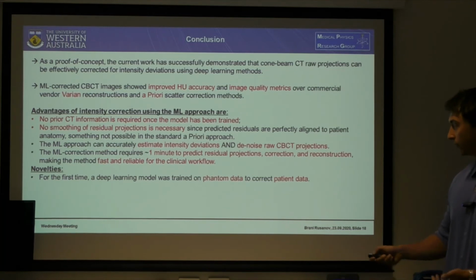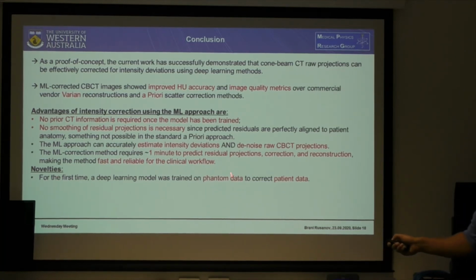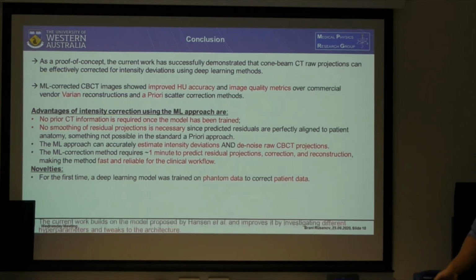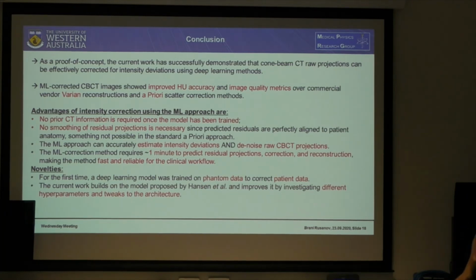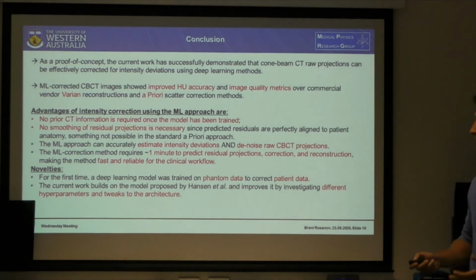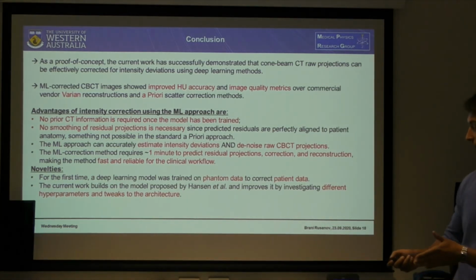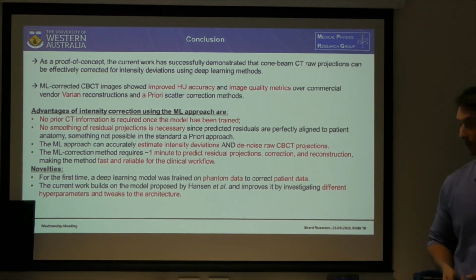And what are the novelties? Well, for the first time, a deep learning model was trained on phantom data to predict patient data and accurately estimate the intensity deviations. And as well, this work builds on the model proposed by Hansen and colleagues and improves it by investigating the different hyperparameters and tweaks to the architecture. They had very little discussion on what they did in their paper, so I'm pretty sure this is a lot more thorough.